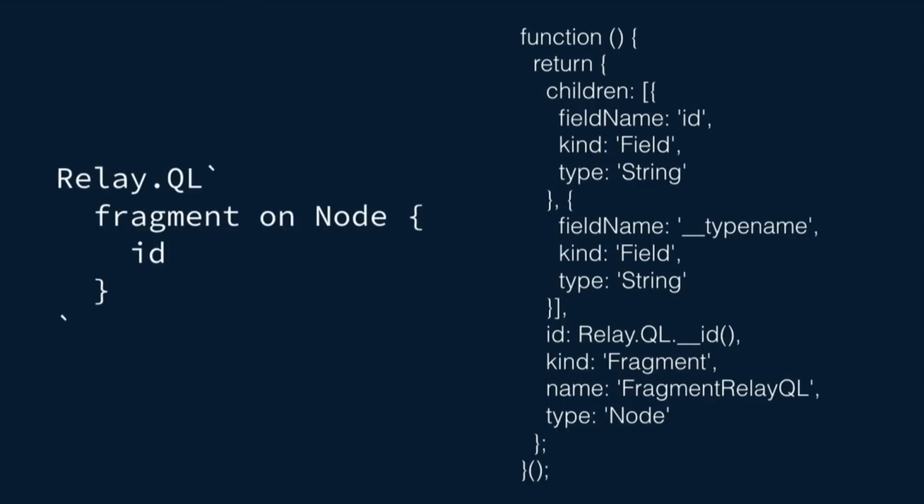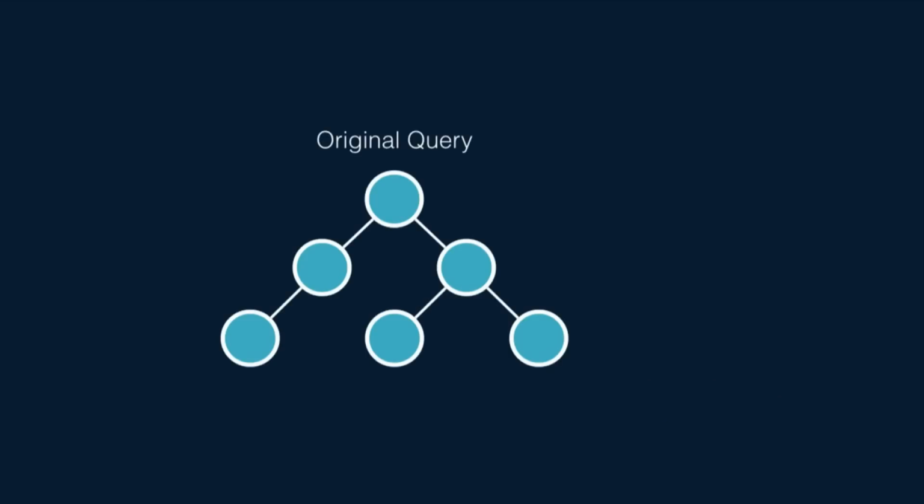If we didn't add ID, Relay would also add ID for us. It would say, is ID a valid field at this type? And if it is, I'm going to query it for you so I can better normalize the results. So again, by doing these things statically, we can optimize the query much more and have a much better developer experience.